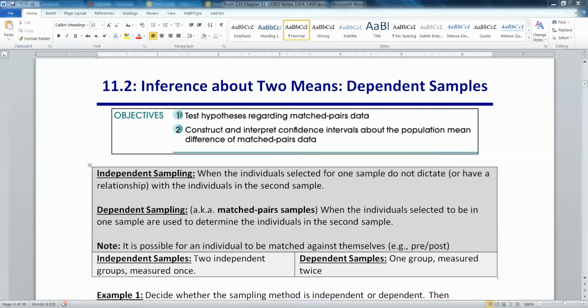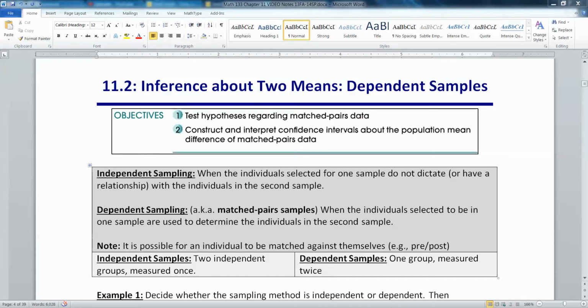So now we're going to move into section 11.2, which is inference about two means for dependent samples. And it's a little strange to do 11.2 before we've done 11.1, but that's because 11.2 is actually kind of the simplest of the hypothesis tests that we're going to learn in chapter 11. It's extremely similar to one that we already learned in chapter 10.